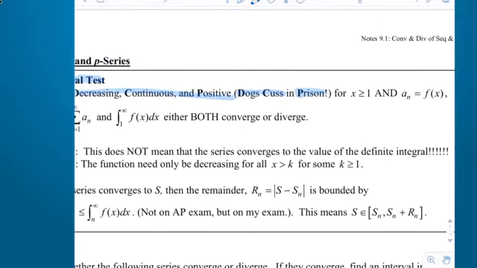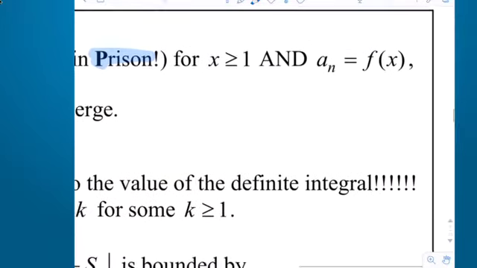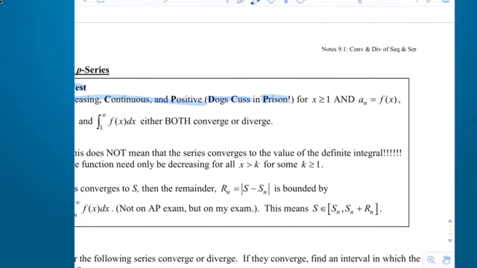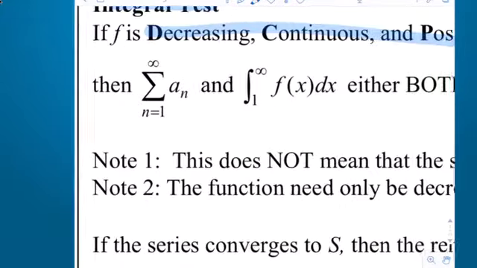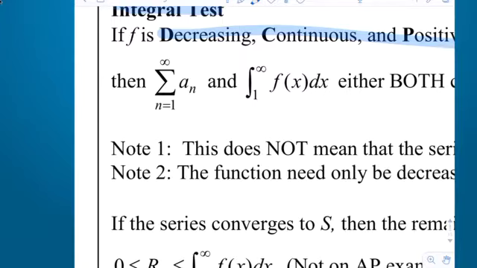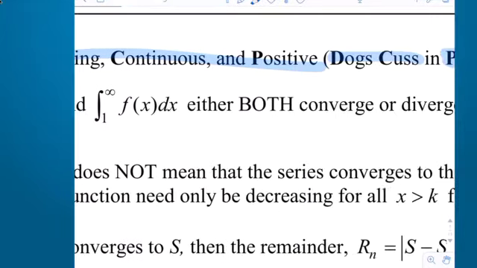so if you have a function f of x that is continuous, positive, and decreasing, then the series and the integral from 1 to infinity of the same function, a sub n is going to be the same function as f of x. It's just a function of n instead of x. They are going to have the exact same behavior. They either both converge or they both diverge.